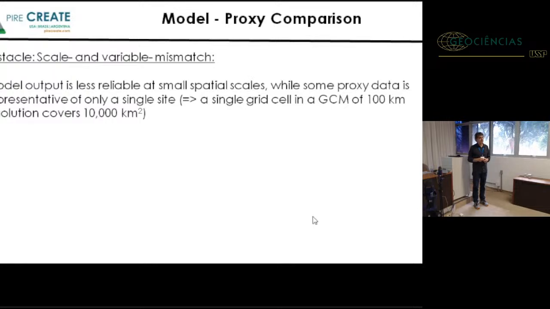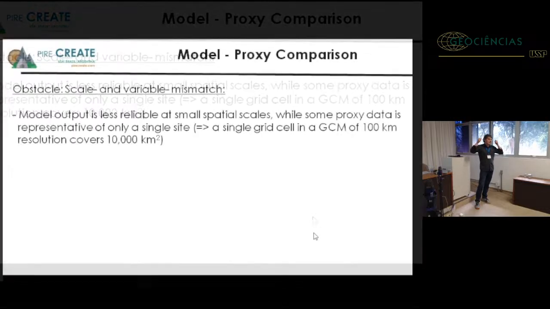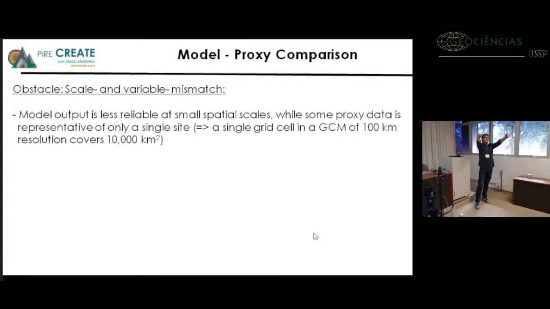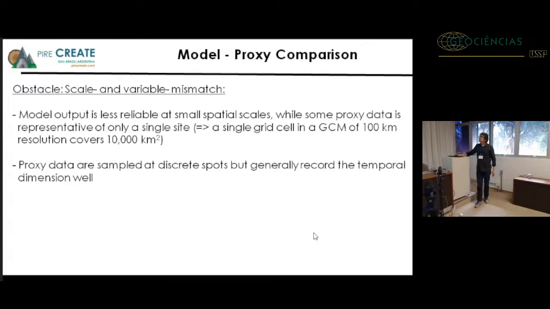Be aware of that. Because sometimes we want to zoom in and ask, what does the model do right where my location is? But you're not supposed to look at the model like this. You're supposed to look at it like this, big picture, okay? Also, these are the discrete spots. The temporal dimension is another thing.